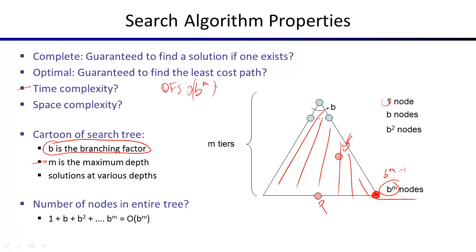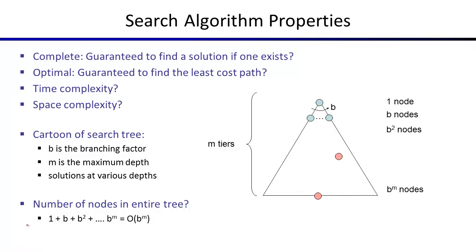How about space complexity? What I mean with space complexity is how much do I need to store on the fringe? How many states can be on the fringe at any given time? Somebody has a suggestion there. So why B times M? So at the very bottom, at each level, you can have B minus 1 other branches.